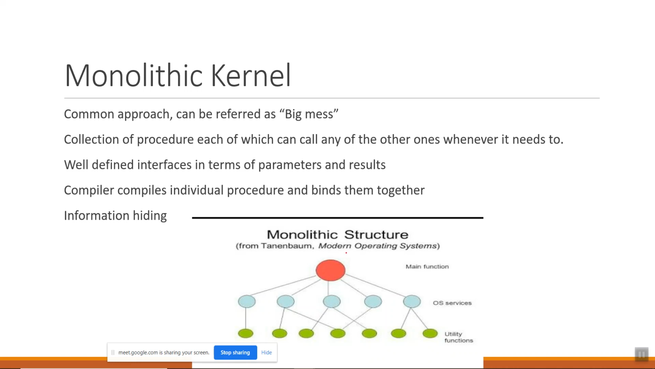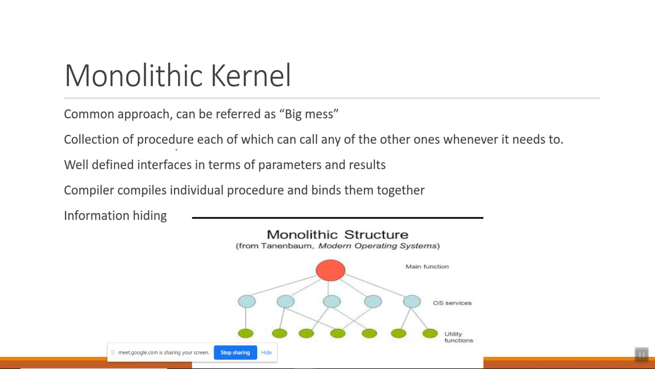And here you can say this is the main function, OS services are there and utility functions are there. So this is the modular approach, one by one we can go and do our task. So this is nothing but the monolithic kernel. This is the common approach, we can say it is a big mess.